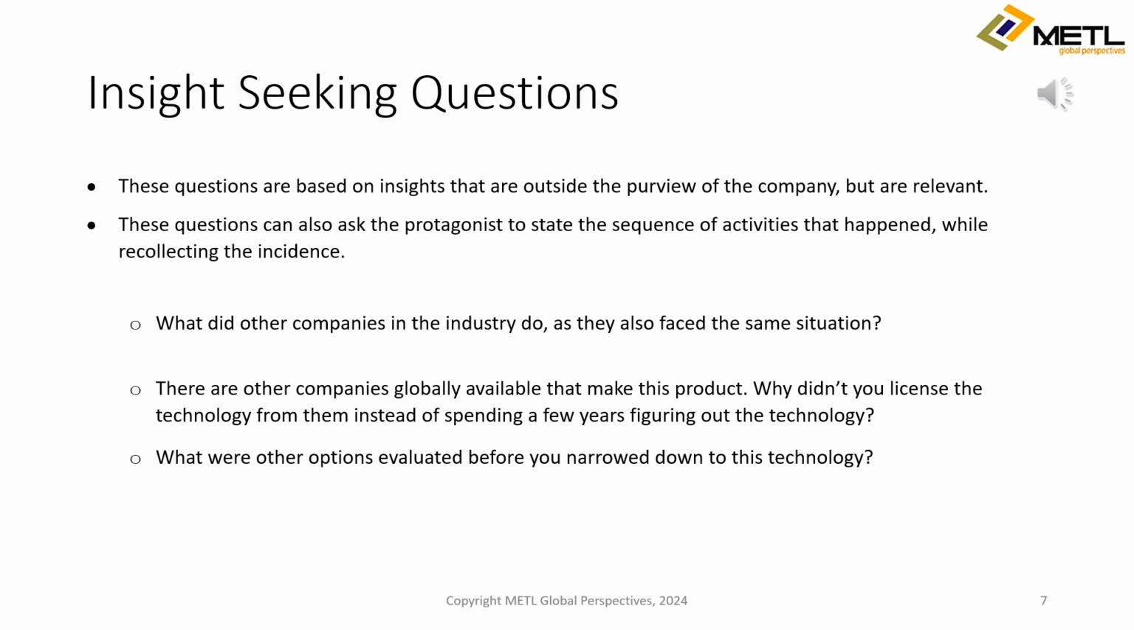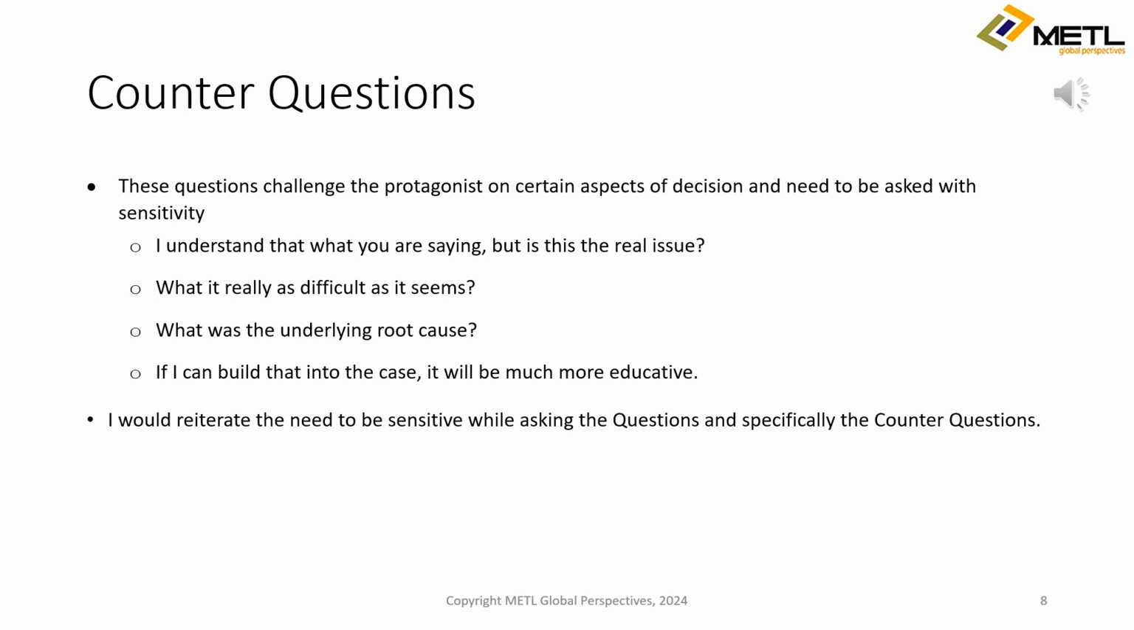What did other companies in the industry do as they were faced with the same scenario? There are other companies globally available that make this product. Why didn't you license the technology from them instead of spending a few years figuring out the technology? What were the other options evaluated before you narrowed down on this technology? Counter questions.